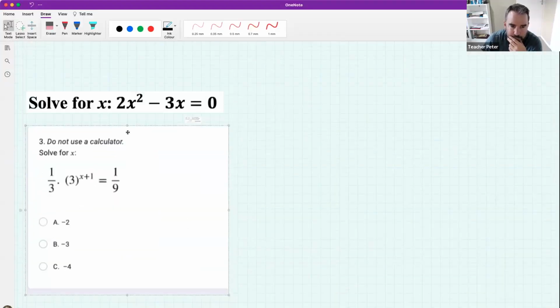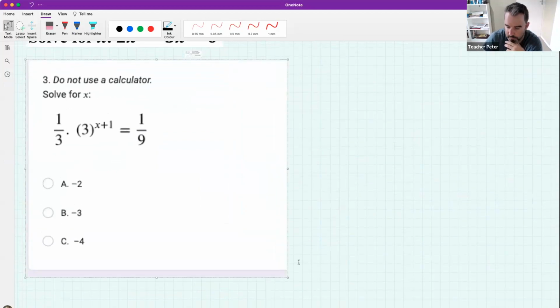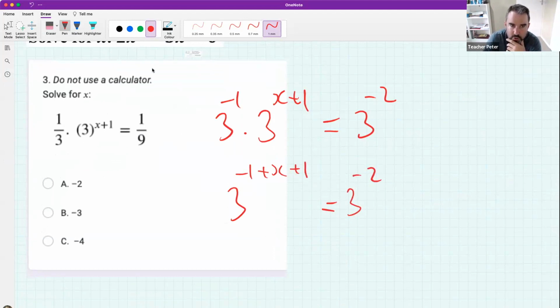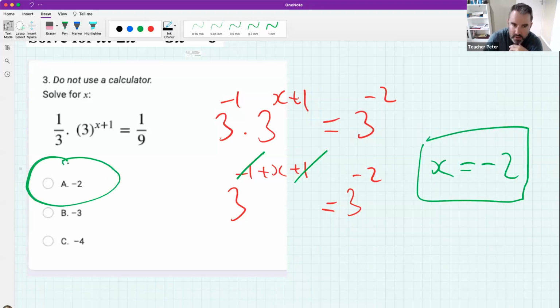Okay. So if there was a mistake, we'll pick it up now. So the 1/3 becomes 3 to the minus 1. And the 9 comes to the top. So this is 1/3 squared. But when it comes to the top, it becomes 3 to the minus 2. And then here we have minus 1 plus x plus 1 equals 3 to the minus 2. But the minus 1 and the plus 1 cancel out. And so it should be minus 2. And so the answer should be A.